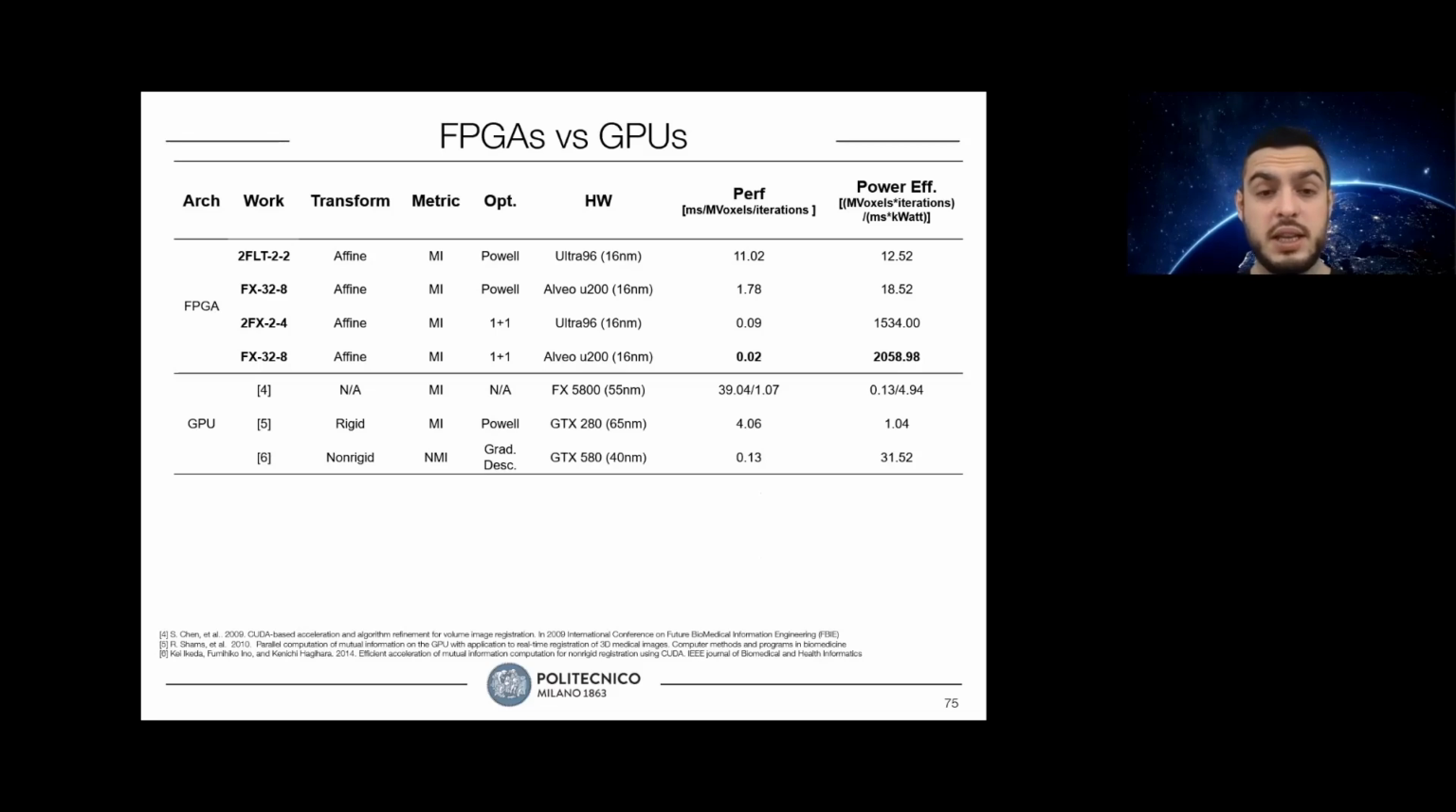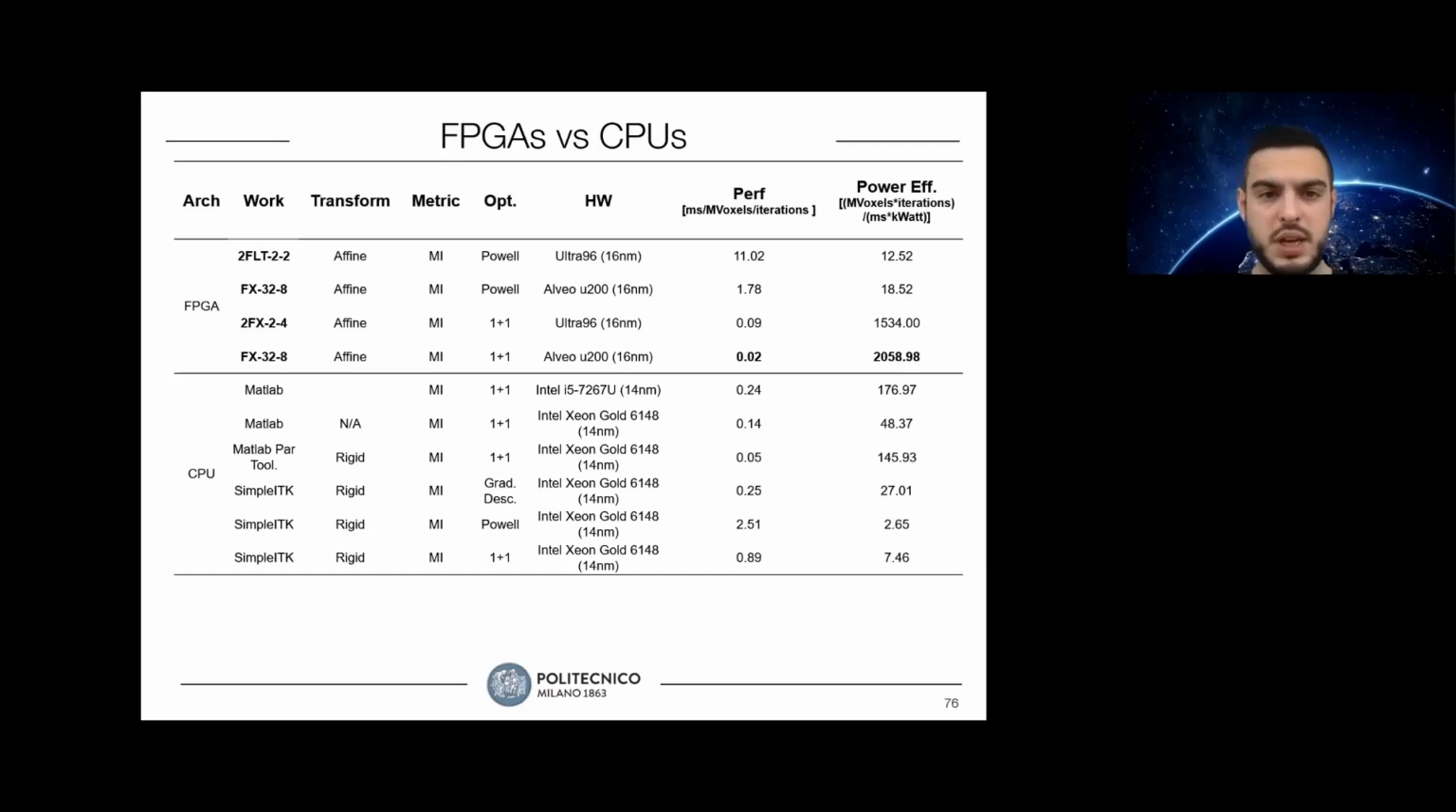We compare against GPU-based works, and here the most competitive work exploits some dataset specific features, while we did not bias our optimization procedures. However, 1+1 based is still better. Considering instead power efficiency, we can see that our FPGA-based approach achieves far better results.